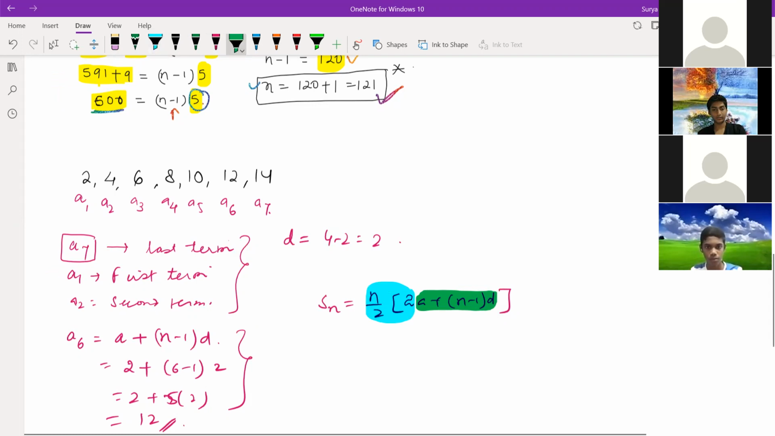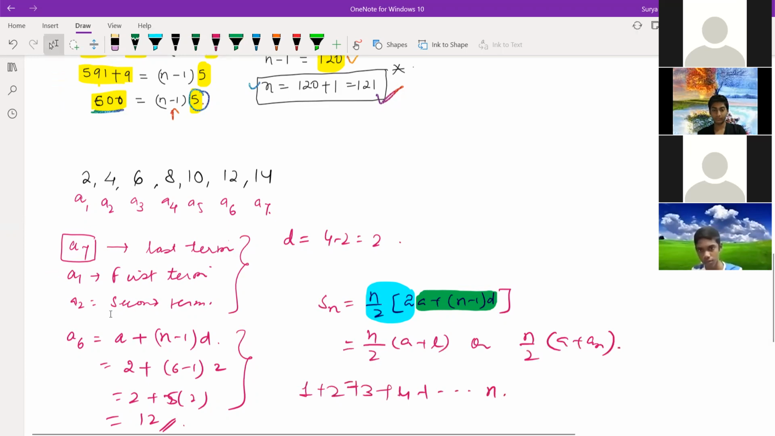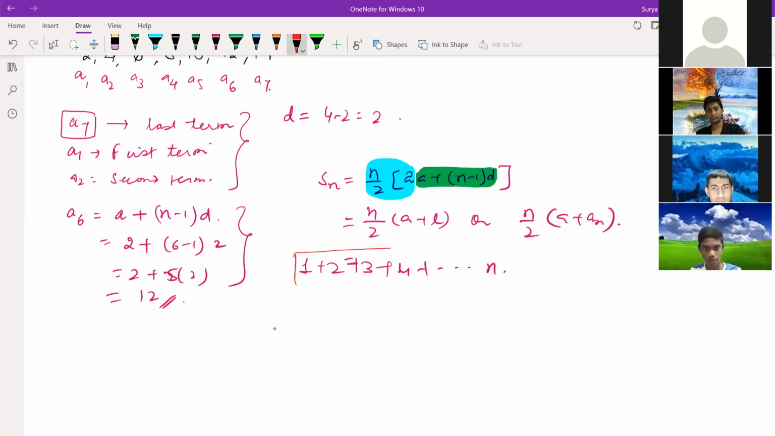One more formula is there, that is n by 2 into (A plus L), or you can say n by 2 into (A plus An), last term, right? One more formula is there. If the sum of natural numbers 1 plus 2 plus 3 plus 4 and so on till n, what is the formula here, Samarth, for this?